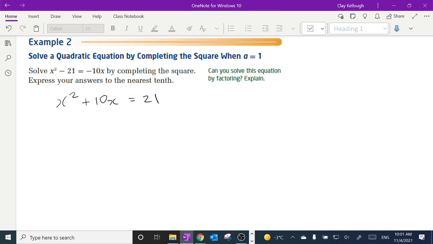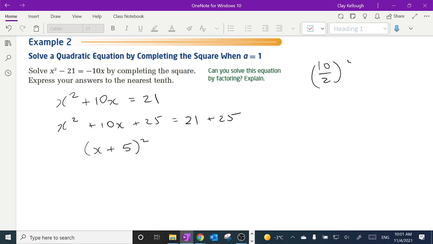And then, instead of adding and subtracting the same thing right away, they actually just add it to both sides of the equation. There's nothing wrong with thinking about it this way. You still have to think what's half of 10 squared, which is 25. But you add the 25 to both sides of the equation. And then you end up with (x + 5)² = 21 + 25, which is 46. And then away you go.